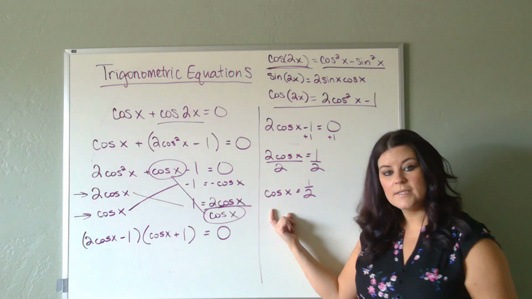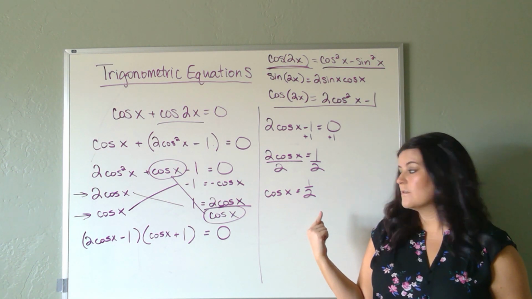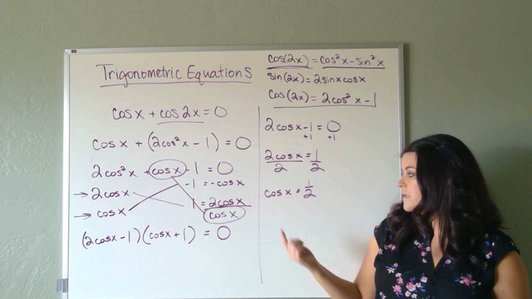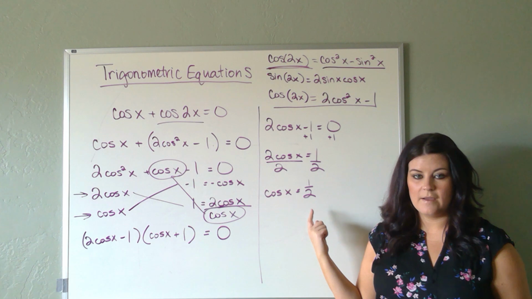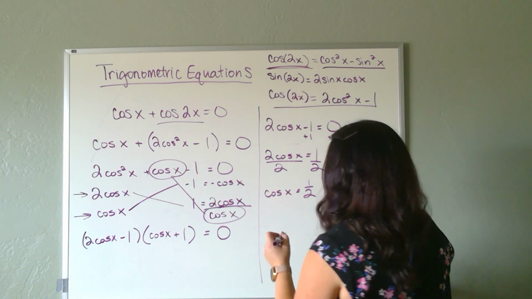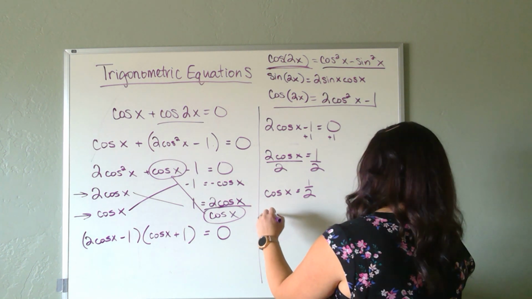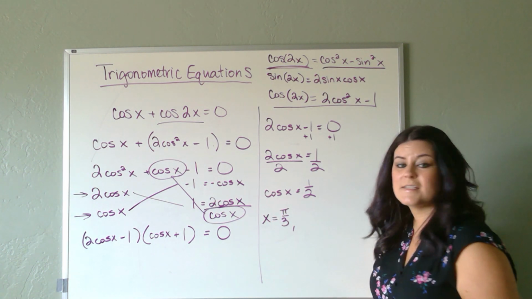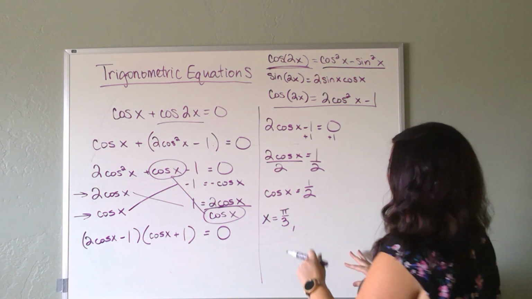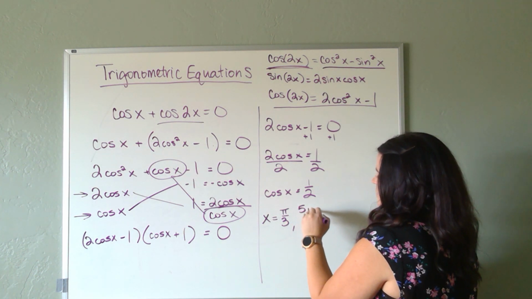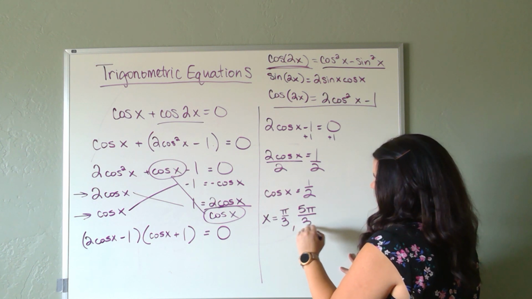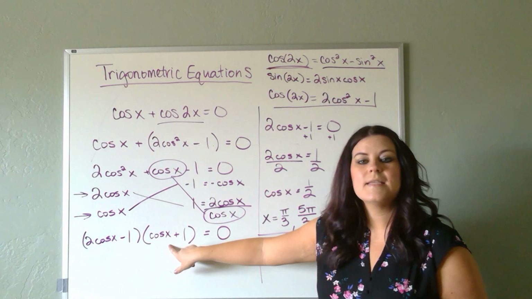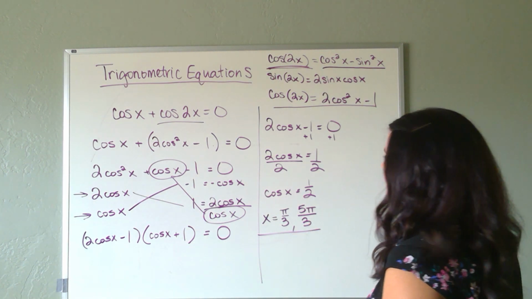You guys, because I've isolated cosine x, I know this is where I go to my unit circle. I'm looking for places between 0 and 2 pi, so still just 1 full rotation, where cosine x equals positive 1/2. That happens at 2 places. The first time it happens is in the first quadrant at pi over 3. The second time it happens is in the 4th quadrant at 5 pi over 3, because those are the 2 quadrants where cosine is positive. So here's 2 of my answers, but I'm not done because I still have to set that second factor equal to 0.